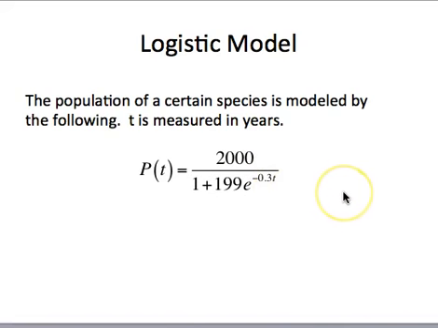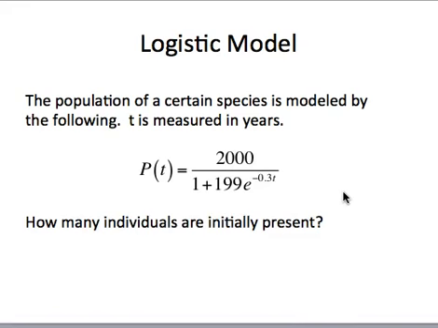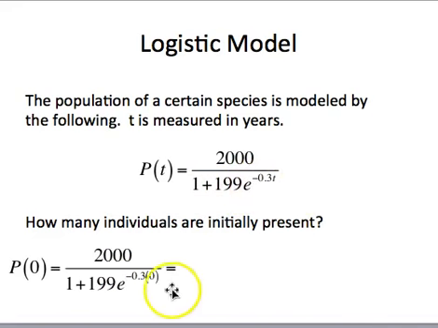So let's do some analysis with this. The first question asks how many individuals are initially present. That would mean when t equals 0, what is the population? What is p of 0? So plugging in 0, I will get on the bottom 1 plus 199 e to the negative 0.3 times 0. Now negative 0.3 times 0 is 0. E to the 0 is what we're going to get down there.